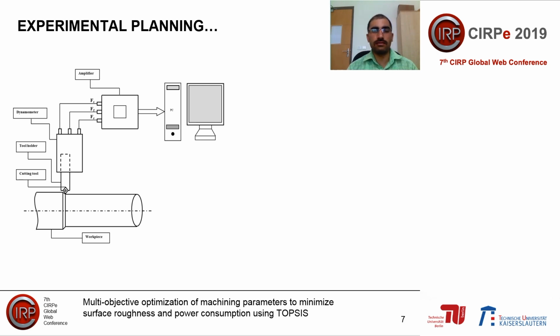In the very first step, we have to measure the cutting force, and the cutting force is multiplied by the respective cutting speed, and we get the particular power consumption for the cutting operation.